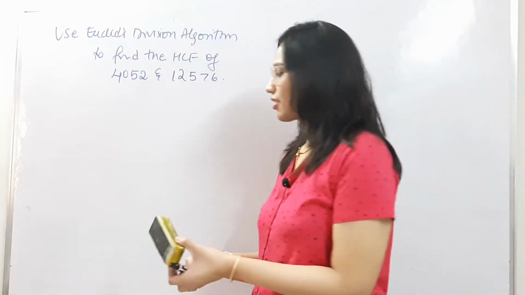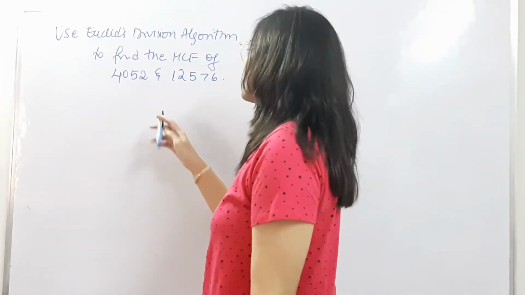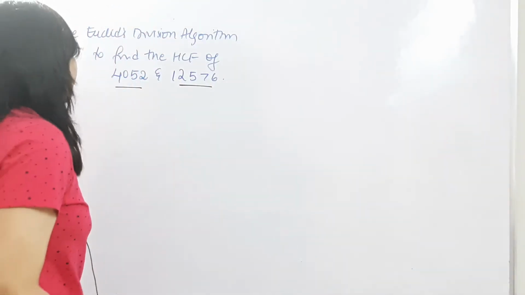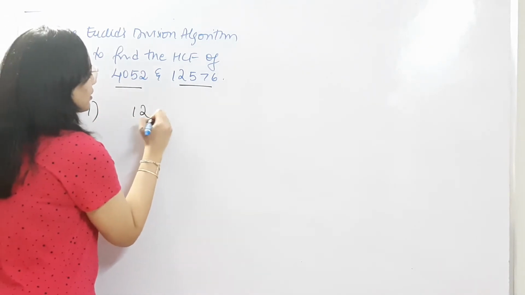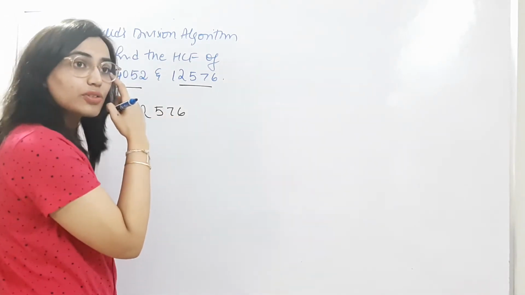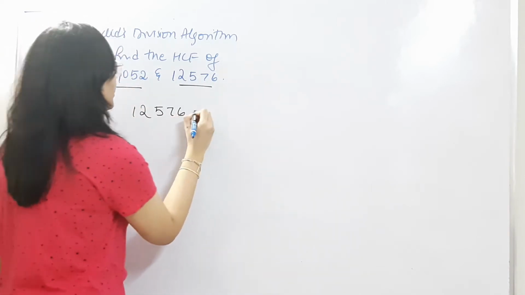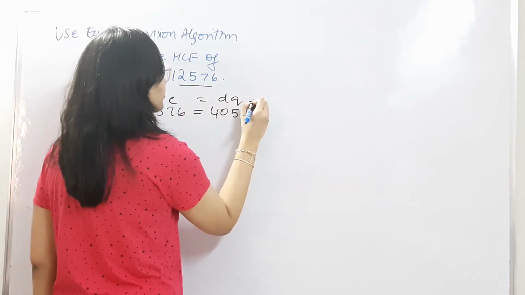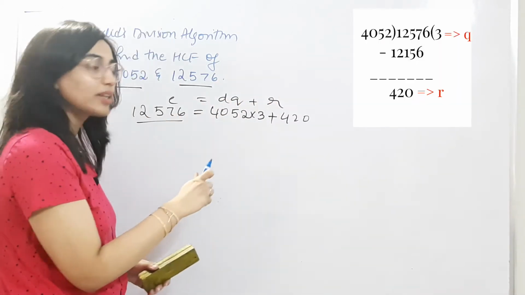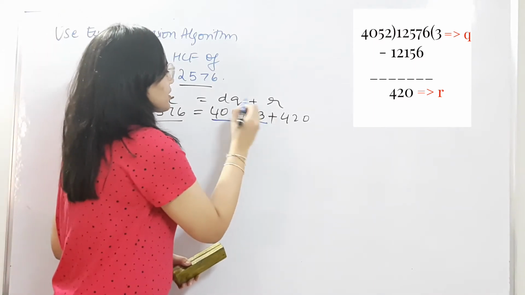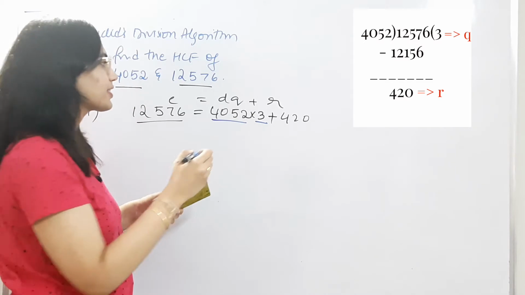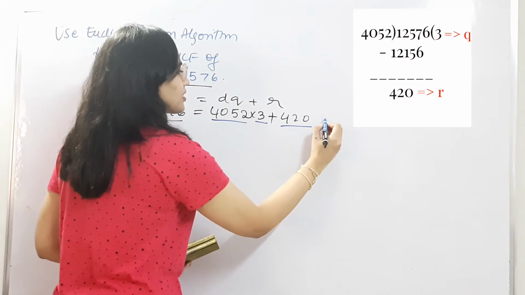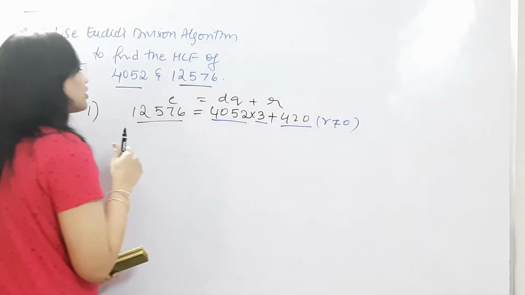The next question is, using Euclid's division algorithm, we need to find the HCF of 4052 and 12576. So here, the first step is, you know that by applying Euclid's division lemma, we get 12576 is equal to 4052 into quotient plus remainder. So now 12576 is equal to 4052 into 3, which is 12156, and the remainder is 420. So if we add, we get the value of 12576. Here the remainder is not equal to 0, so again you need to apply Euclid's division lemma.